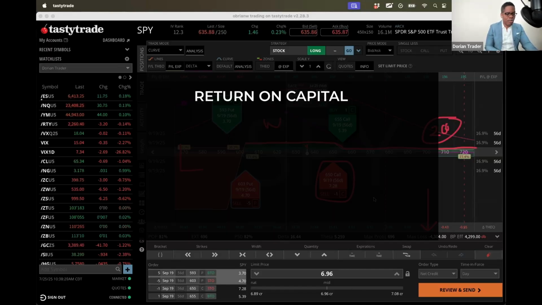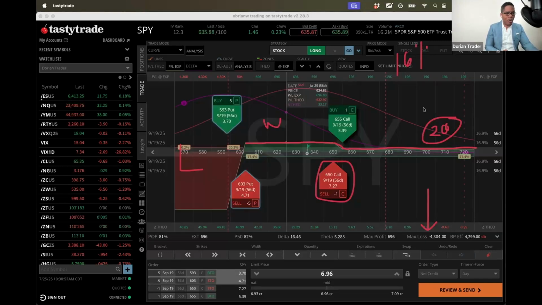This is a pretty good return on your capital on this trade, because what do you have? We're collecting 700, right? You divide that by the 4,300, and you get a little over 16% return on your capital. Here at Dorian Trader, you guys know that for a standard trade of ours, we try to get at least 12% return on our capital. So this works. It's not bad at all for this trade here with 56 days to go. And you're doing a no upside risk iron condor.